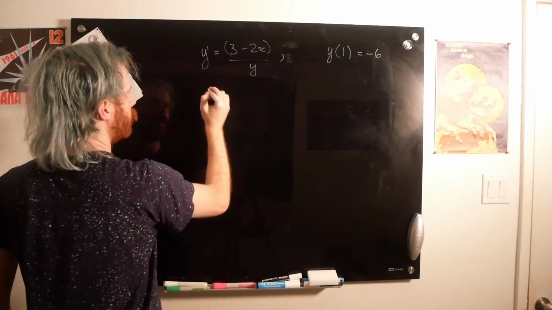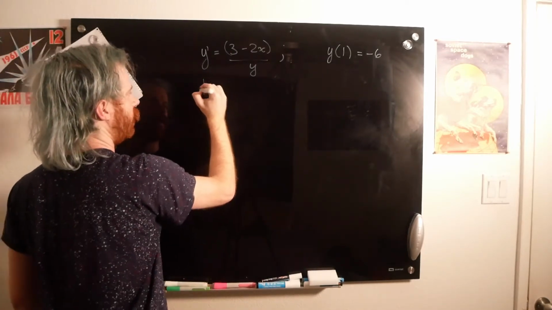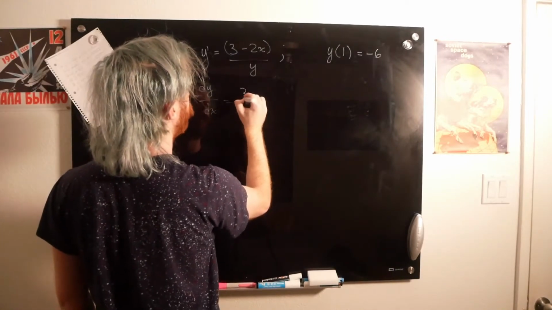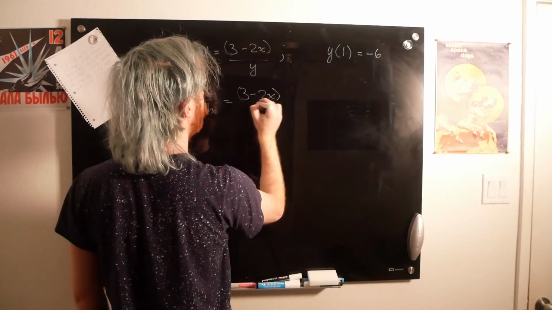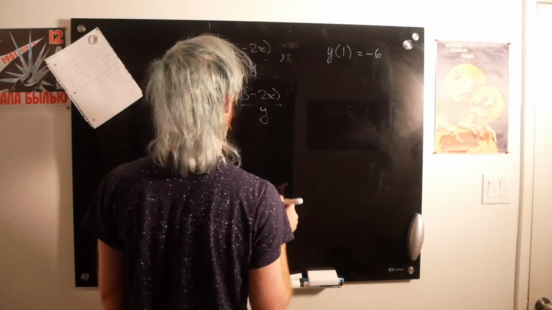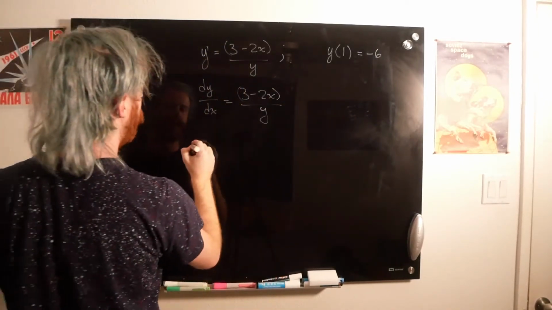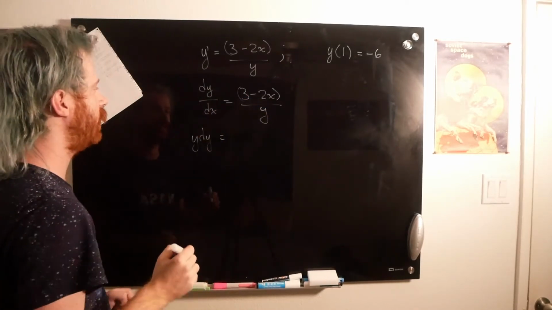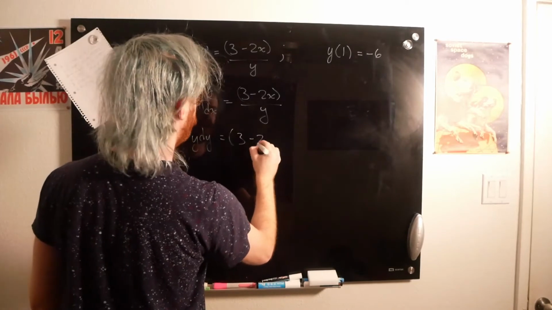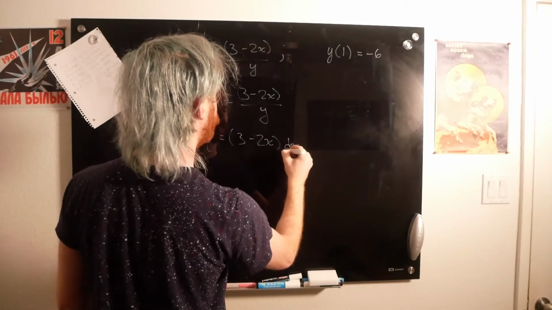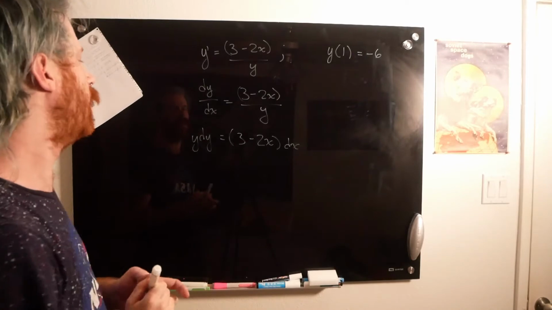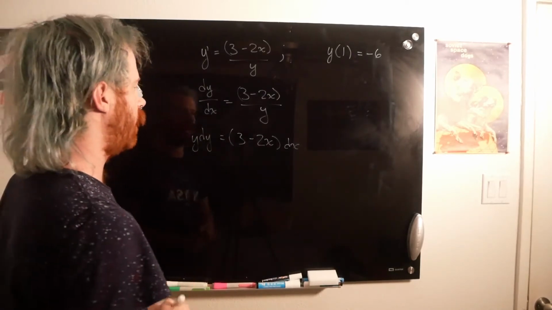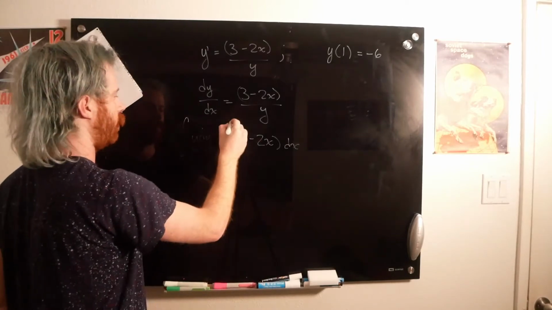So let's go ahead and solve the separable equation. So dy over dx equals 3 minus 2x over y. And then we're going to multiply both sides by y. So y dy equals, and then we multiply both sides by dx, 3 minus 2x dx. Now we have everything on the left in terms of y, everything on the right in terms of x, so we can integrate now.